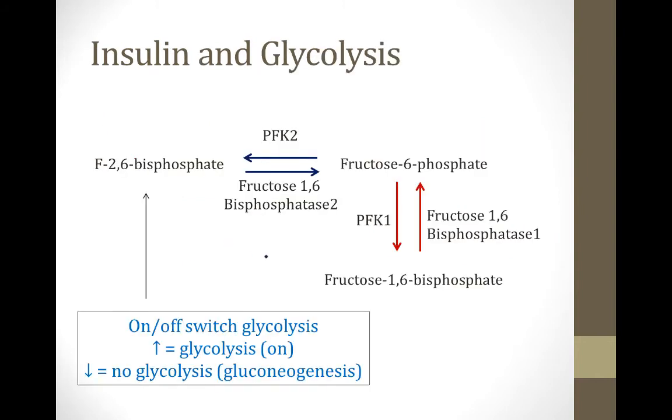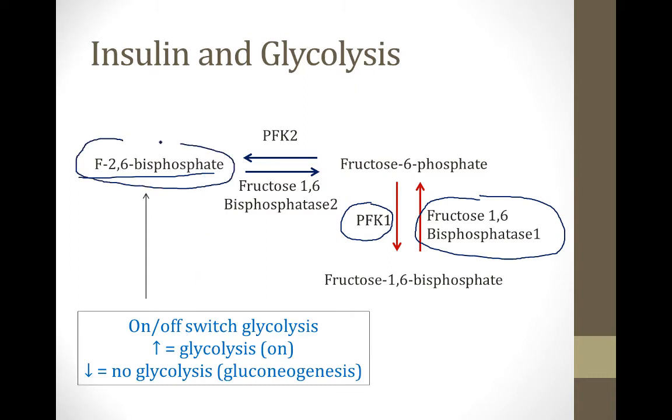The rate-limiting enzyme of glycolysis is phosphofructokinase 1, and the rate-limiting enzyme of gluconeogenesis is fructose 1,6-bisphosphatase 1. Insulin influences both of these enzymes via an intermediate called fructose 2,6-bisphosphate. This is a complicated process that I discuss in detail in the module on glycolysis, but what you always want to remember is that the level of fructose 2,6-bisphosphate inside of cells functions as an on-off switch for glycolysis. When the level is high, glycolysis is turned on, and when the level is low, there is less glycolysis. This favors gluconeogenesis, and all of these effects are influenced by insulin.